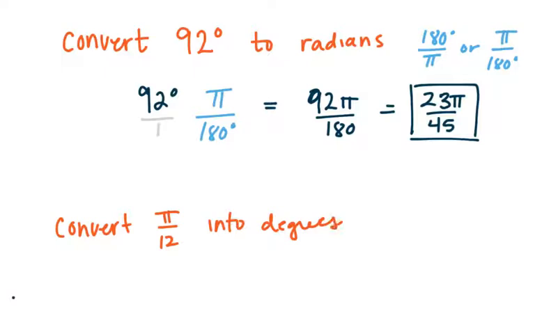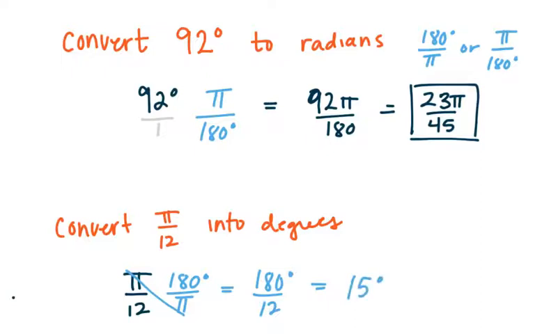So in this case, I'm going to take that pi over 12 value, and when I consider which one of these to multiply it by, I want degrees in the top. I want the degrees to remain. I want those pi's to cancel. So if I multiply by 180 over pi, that leaves me with 180 degrees divided by 12, which leaves me with 15 degrees.